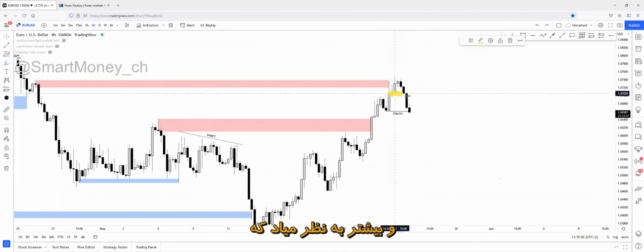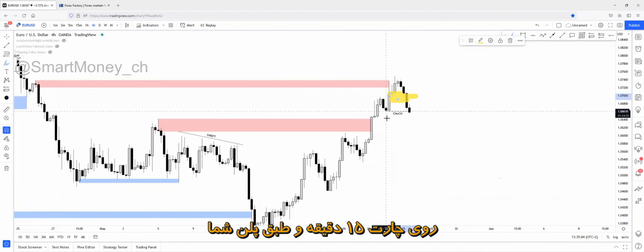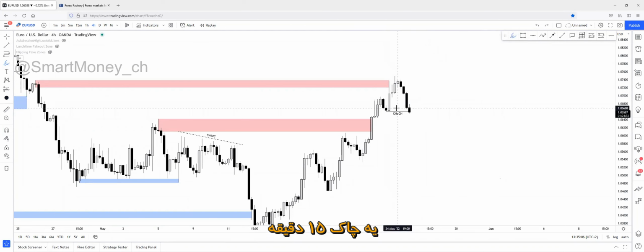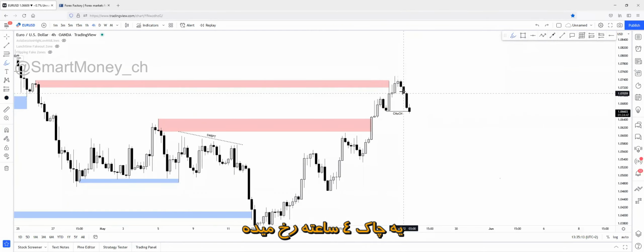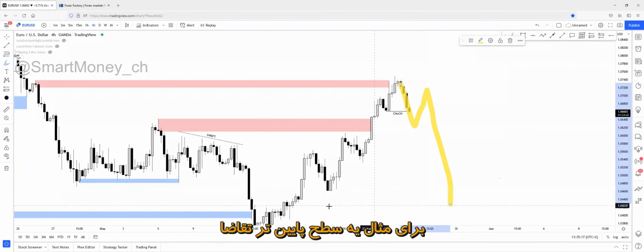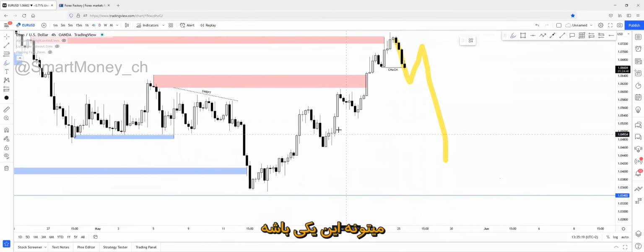And more likely, there was a change of character somewhere around here on the 15-minute chart. So according to our plan, a 15-minute change of character after tapping into a 4-hour zone is perfectly enough. But if this 4-hour zone breaks and the 4-hour change of character happens, then that will be a strong sign that we'll be able to sell down to some deeper demand areas. For example, a deeper demand area could be this one.